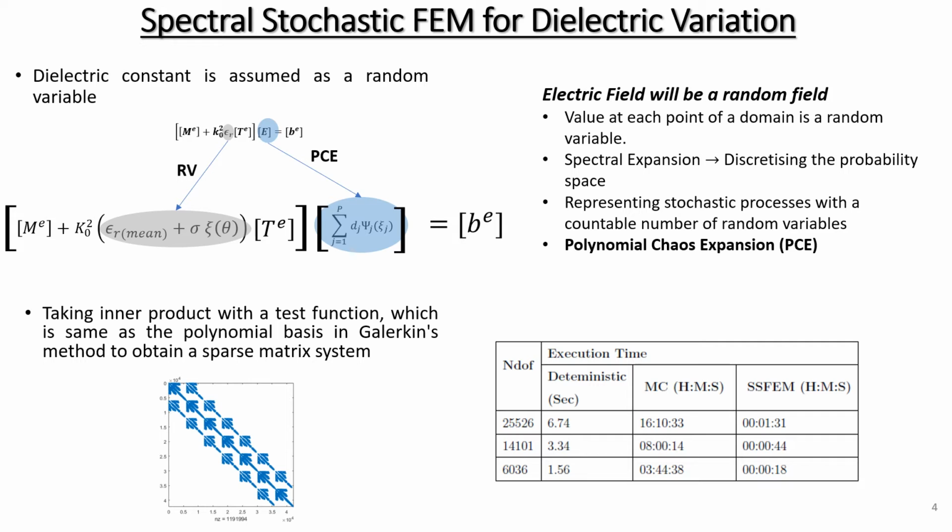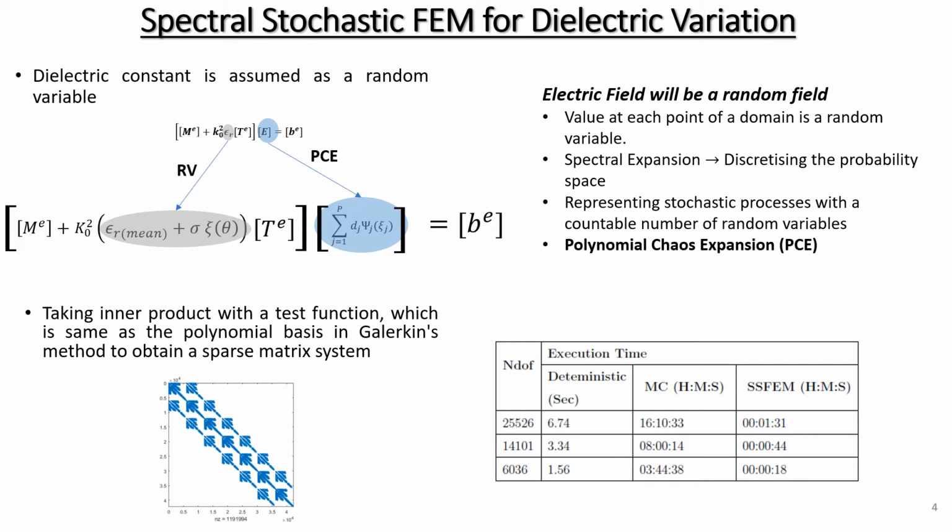First, we applied the SSFEM to material variation and developed a framework to analyze the effect of such dielectric variations in multiple subdomains of the model. The SSFEM system of equations is obtained by replacing the relative permittivity epsilon r in the deterministic FEM equation with a random variable. As a consequence, the electric field will be random.